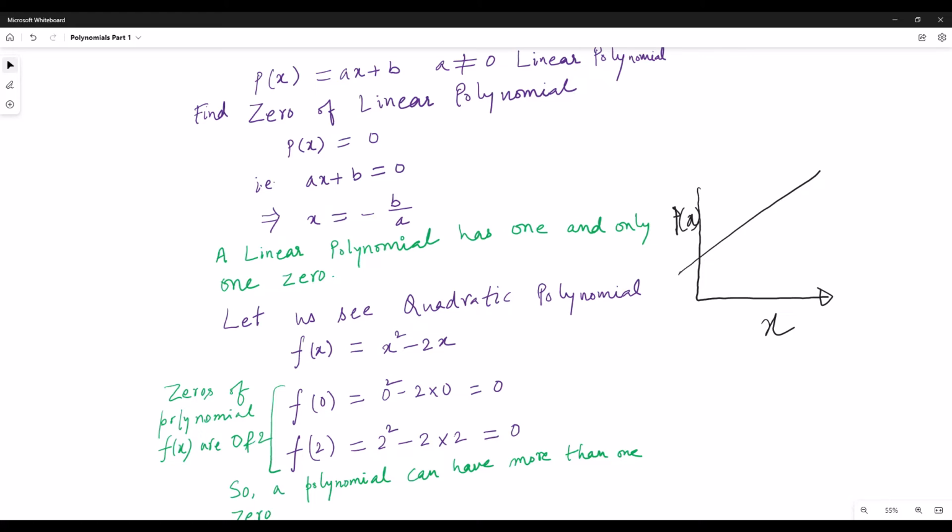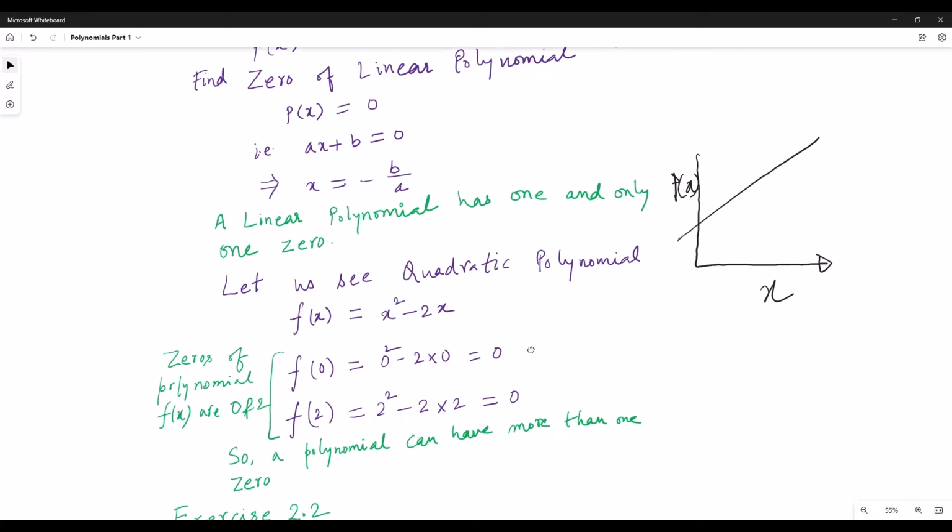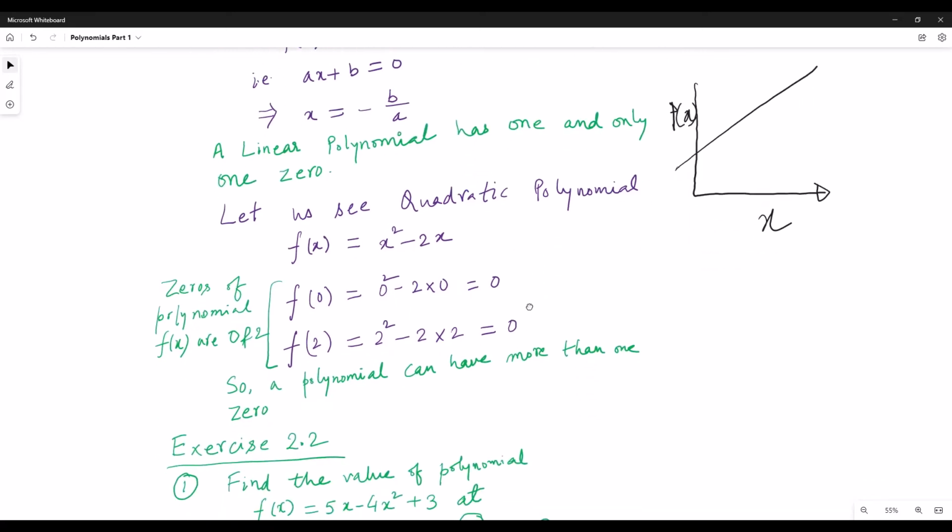Let us see a quadratic polynomial. f(x) = x square minus 2x. Why is it a quadratic polynomial? Because the degree is 2. The maximum exponent is 2. So this is a quadratic polynomial. We will try to find out the zeros of this polynomial. We know the zeros of this polynomial are 0 and 2. There is a way to find them, but here we know this. We will put 0, so f(0) is 0, and f(2) is 0.